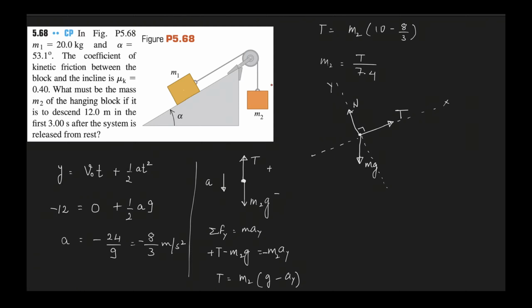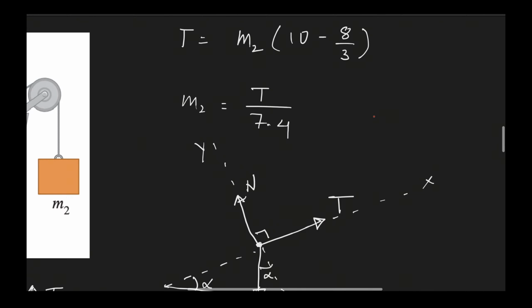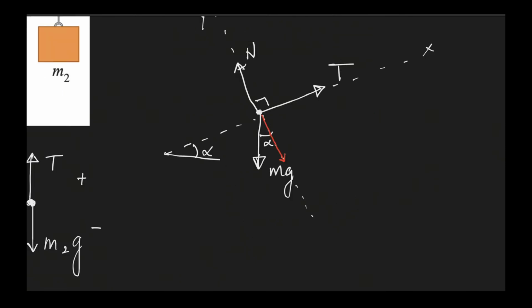We have all seen the angles in the previous inclined plane problem. This is alpha. This is 90 minus alpha, remember. This is going to be alpha. So I can resolve this by dropping a perpendicular: it is mg cos alpha, and on this side mg sin alpha.